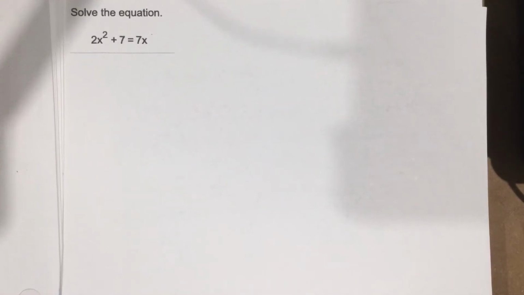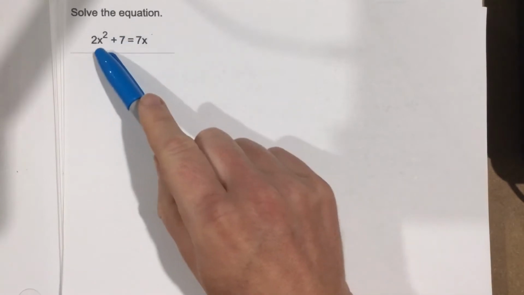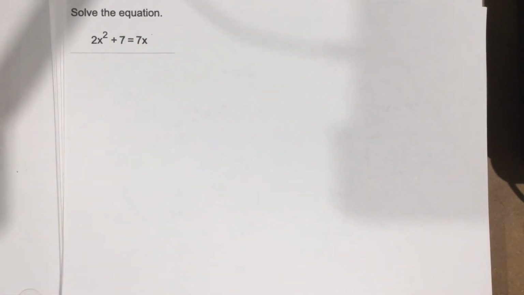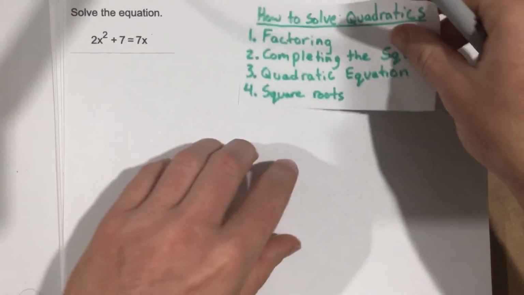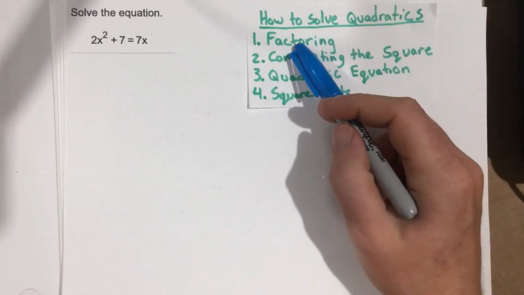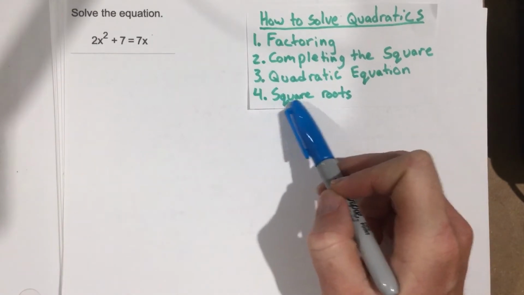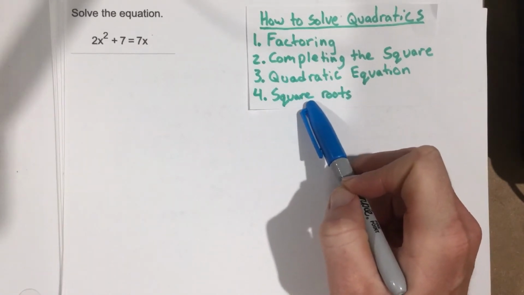This is problem number 5 from section 3.3. It says solve the equation, and they give you a quadratic. Now, we know we can solve quadratics in a few different ways. We can factor them, we can complete the square, we can use the quadratic formula, we can solve using square roots. I usually start with solving using square roots to see if we can do that.